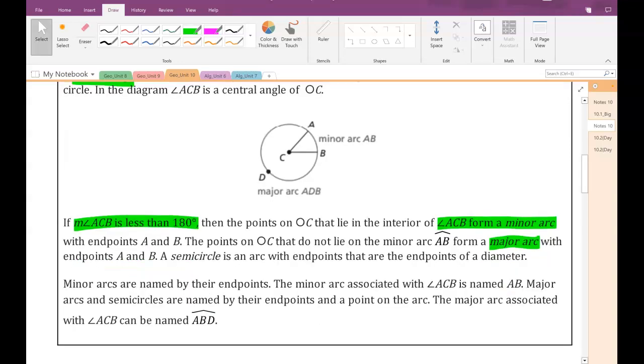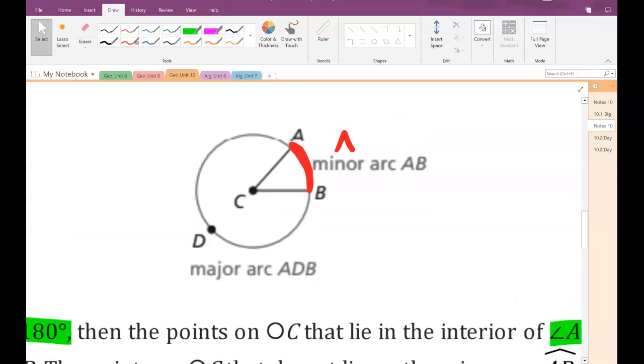So minor arcs are named by their endpoints. So our minor arc in red, we would call AB. And you'll see a lot of times, you'll see it as AB with a little roof on it, or on your paper the roof is more pointed. That is a symbol for an arc measurement. When I draw it, I usually make it more curvy, but online you can only do them pointy for whatever reason. So that's a minor arc.